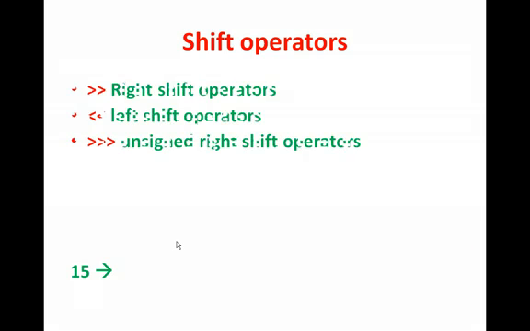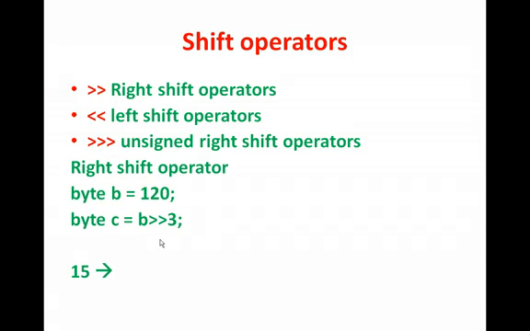Coming to the shift operators, these operators work on binary bits. The first one is the right shift operator, the second one is the left shift operator, and the third one is the unsigned right shift operator. For the right shift operator, for example, I have declared byte b is equal to 120, and I am saying byte c is equal to b right shift 3. That means I am telling it to shift the bits of 120 by 3 positions towards the right side.